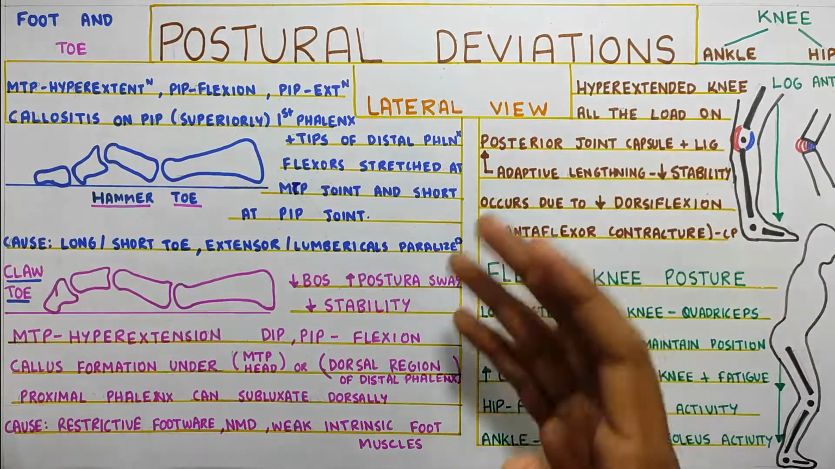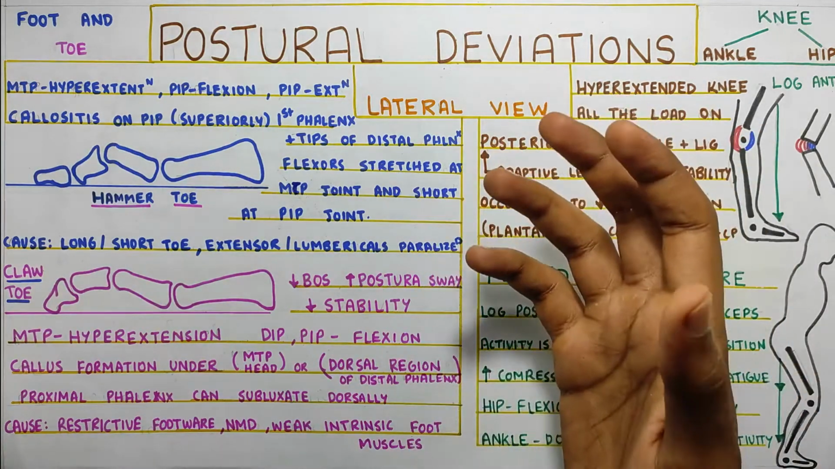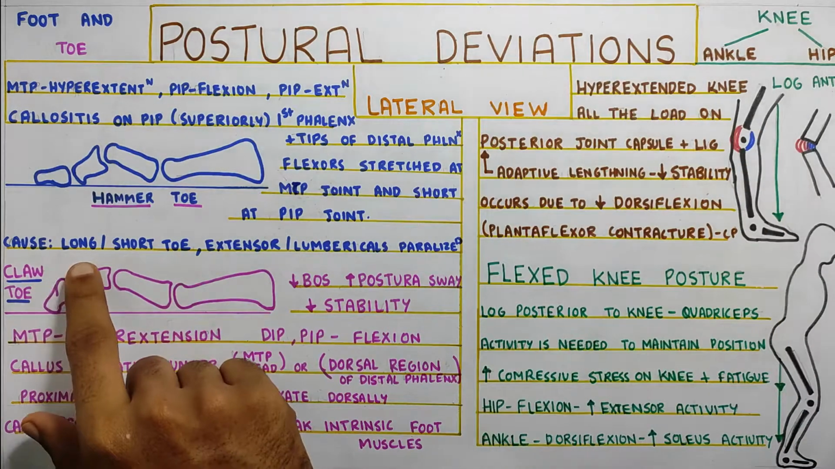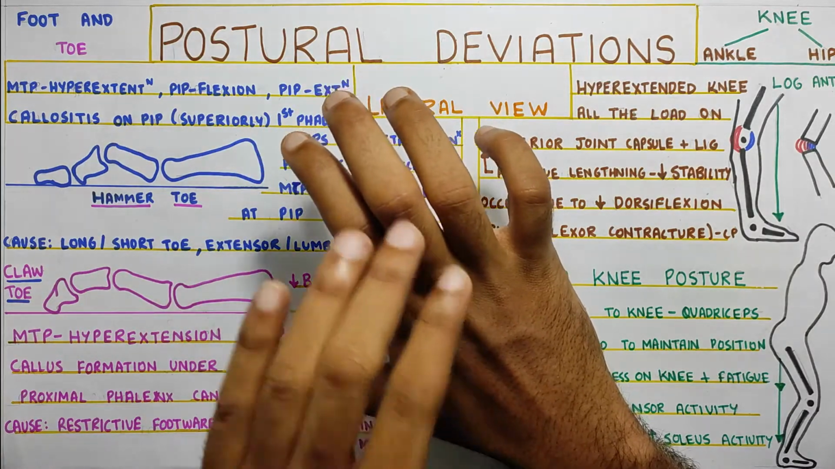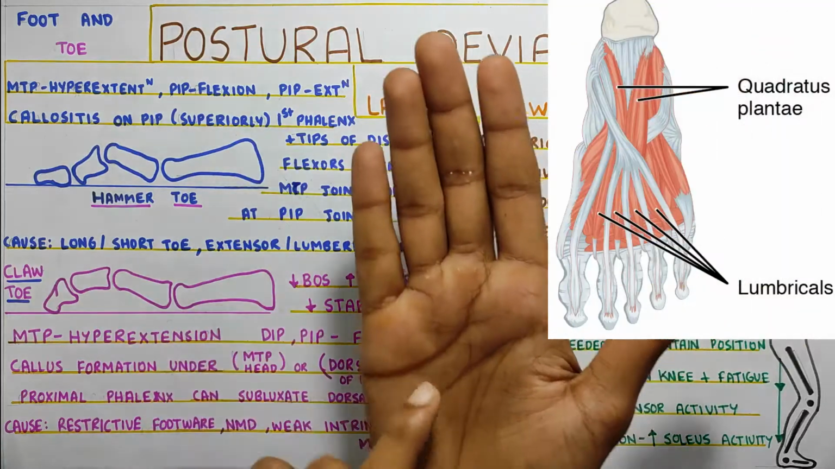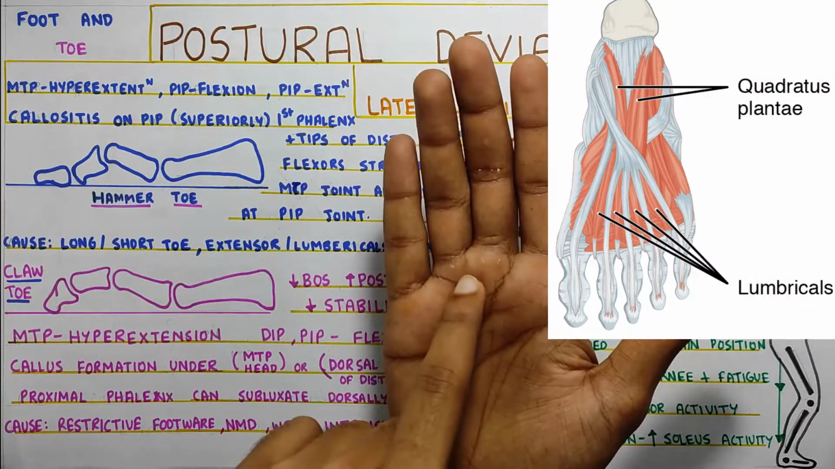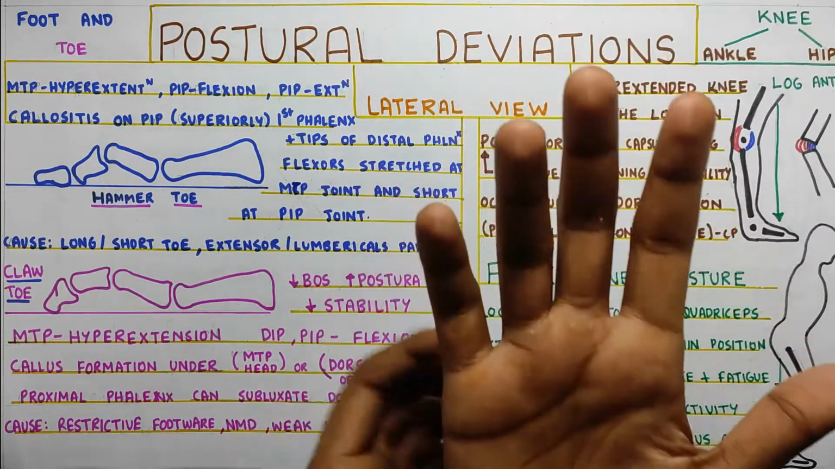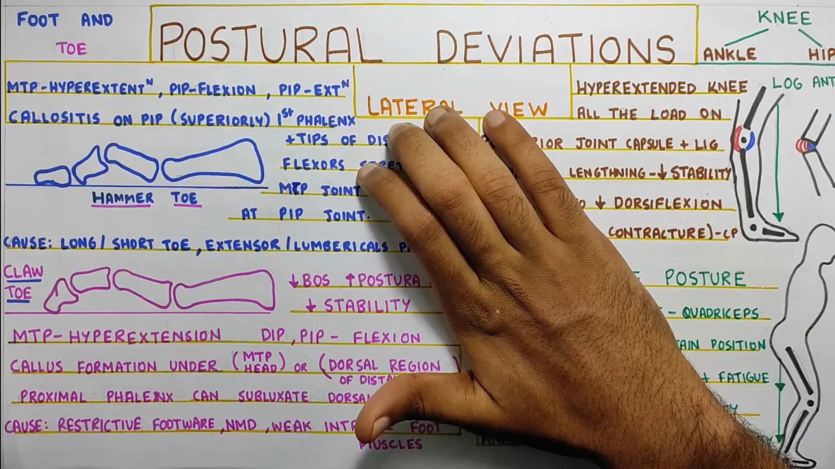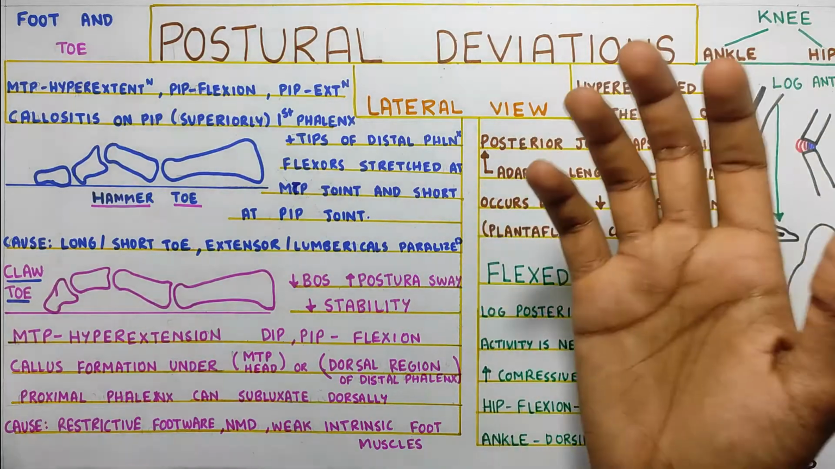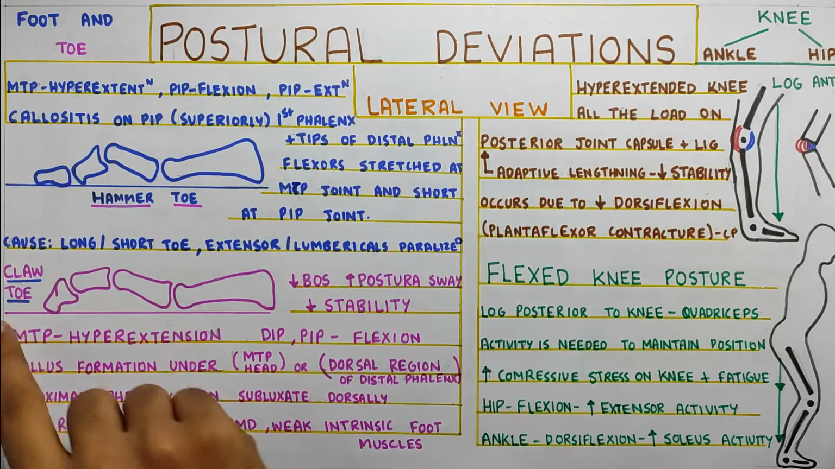Next is the cause. Why do we see these kinds of deformities? This can happen due to the long and short toe extensors, along with the lumbricals and the interossei, which are present between your bones. These muscles can get paralyzed, and because of this, this kind of deformity can be seen. The second one that we see is the claw toe.